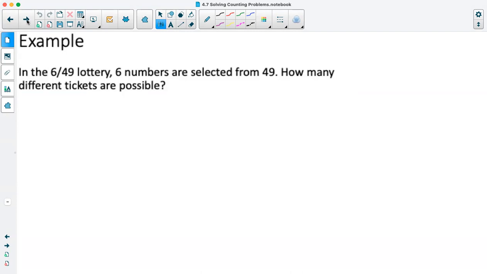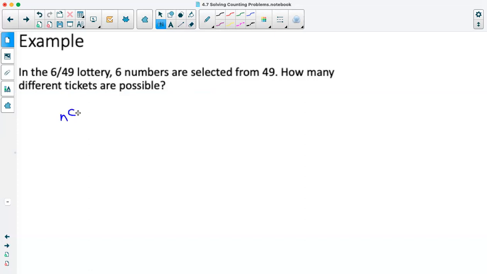Okay, so for example, in a 6/49 lottery, 6 numbers are selected from 49. How many different tickets are possible? So first thing is, we're looking at this, we want to know, does order matter? Now, there's nothing in here that indicates order mattering. And in fact, with a 6/49 lottery, 6 numbers are selected, they're then just reordered in ascending order so people can easily check their tickets. So for this one, order does not matter. So therefore it would be a combination.